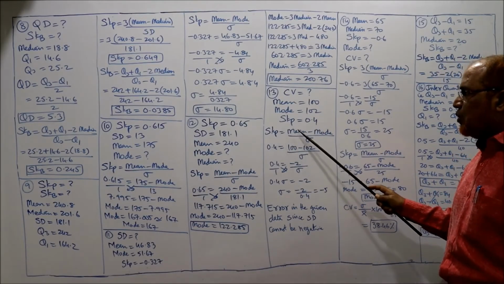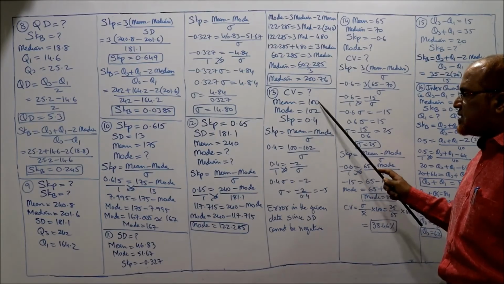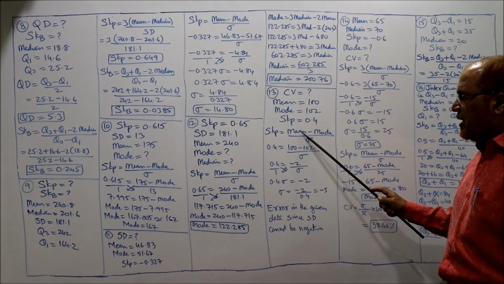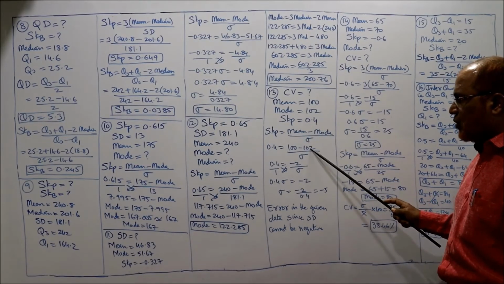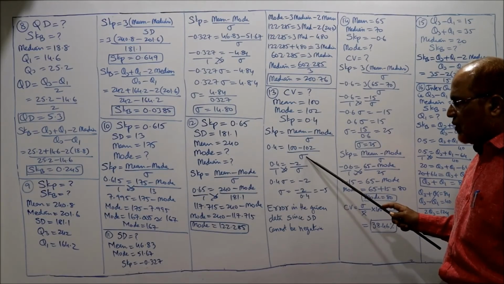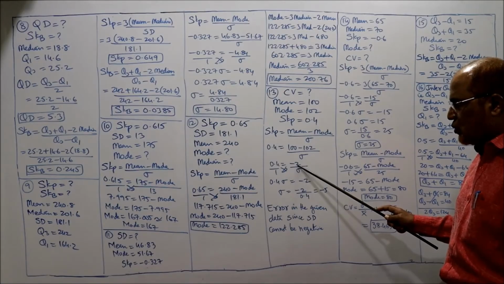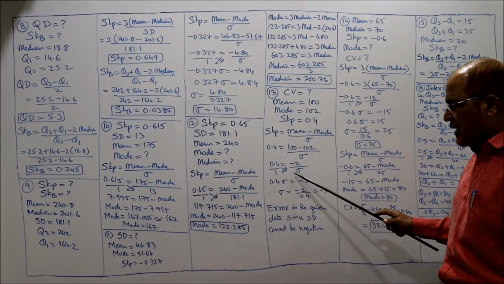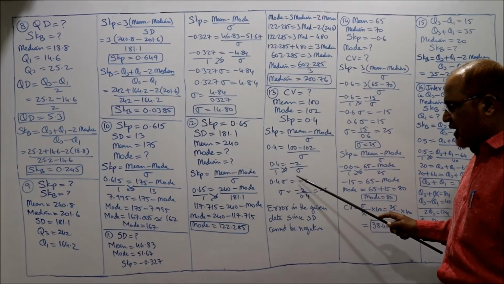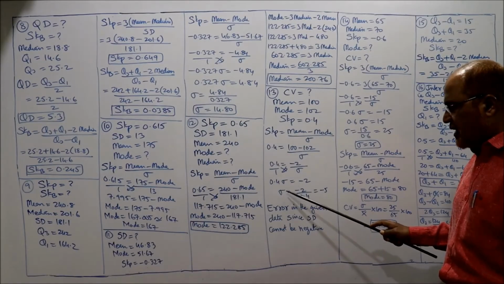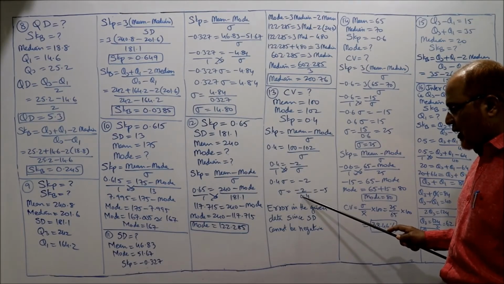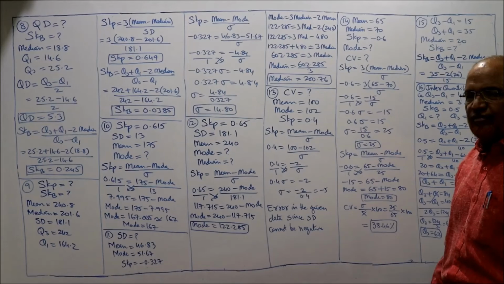So SKP is equal to (mean minus mode) by sigma. SKP is given 0.4, mean is given 100, mode is given 102. Standard deviation is unknown. We have to find out. So 0.4 is equal to (100 minus 102), minus 2, divided by sigma. Cross multiply करेंगे तो 0.4 sigma is equal to minus 2. Sigma is equal to minus 2 divided by 0.4. You will get minus 5.